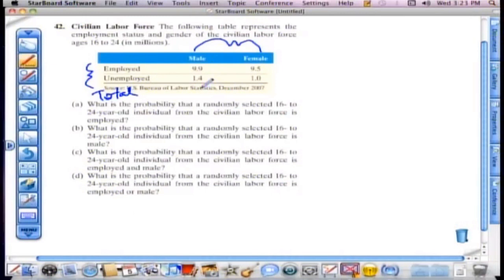So we add up the males, we get 11.3 million. Notice that this data is from the U.S. Bureau of Labor Statistics. We add up the females, we get 10.5 million. We add up those employed. Okay, we're going to have a total column too. We're going to get 19.4. And if we add up those unemployed, we're going to get 2.4.